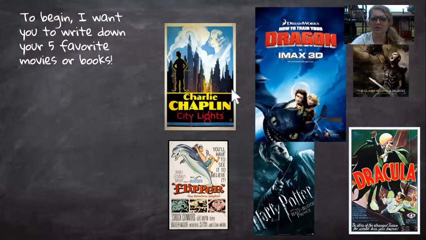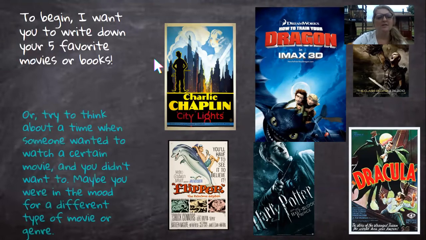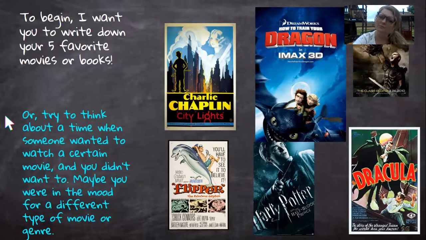I've got some examples here, just to show the variety of stories and types of movies or genres, right? These are different genres of movies. So you've got those 5 movies or books in front of you, and there's another question to think about. Try to think about a time when someone wanted to watch a certain movie and you didn't. Maybe you were in the mood for a different type of movie or genre.